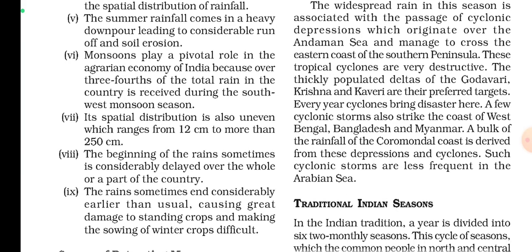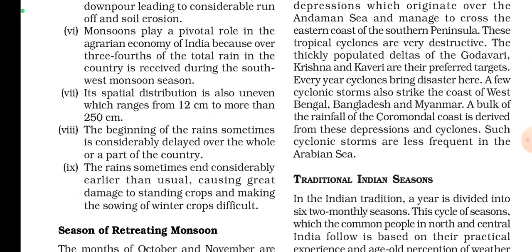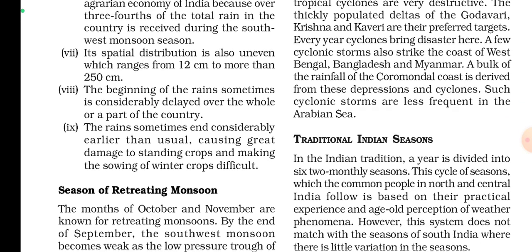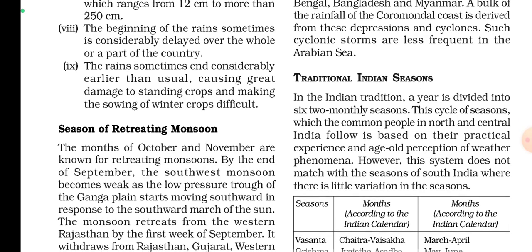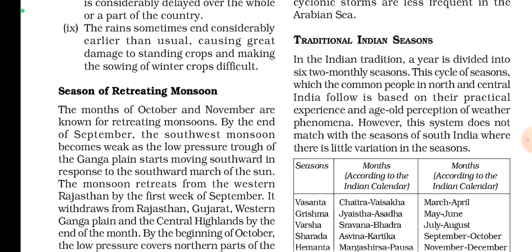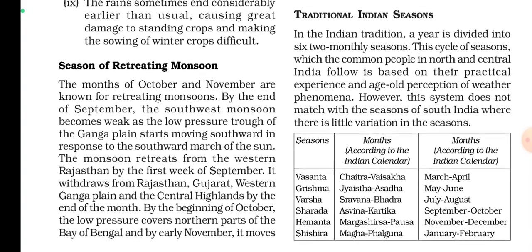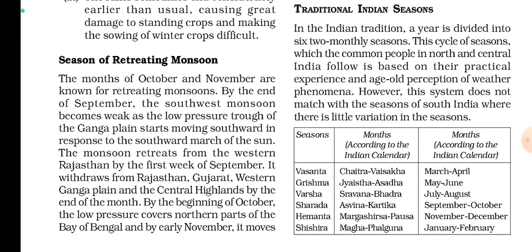Monsoon plays a vital role in the agrarian economy of India because over three-fourths of the total rain in the country is received during the southwest monsoon season. Its spatial distribution is also uneven, which ranges from 12 cm to more than 250 cm. The beginning of the rain sometimes is considerably delayed over the whole or part of the country. The rain sometimes ends considerably earlier than usual, causing great damage to standing crops and making the sowing of winter crops difficult.